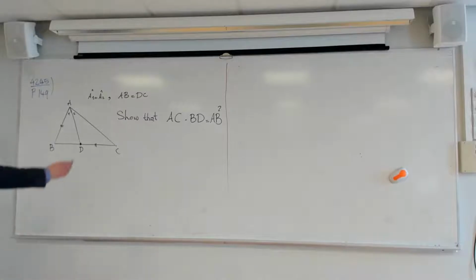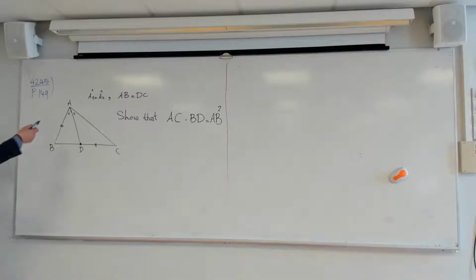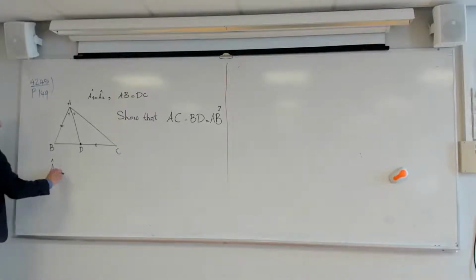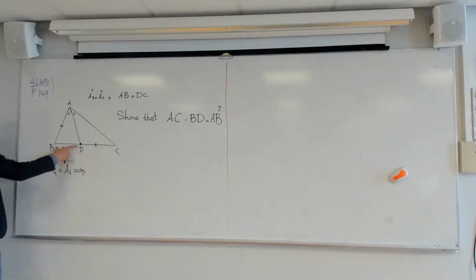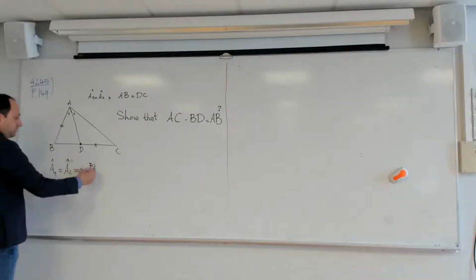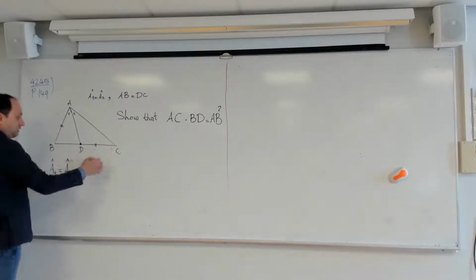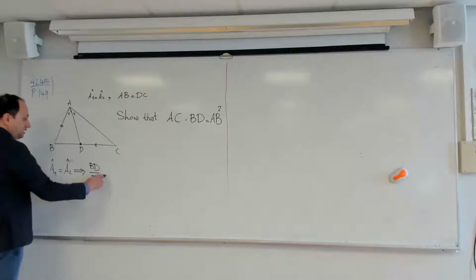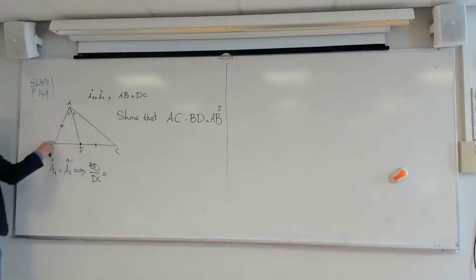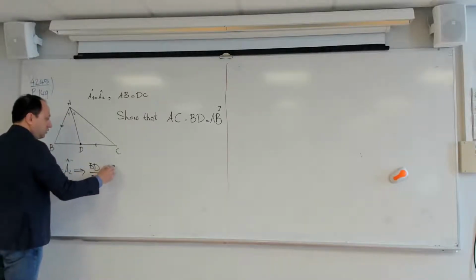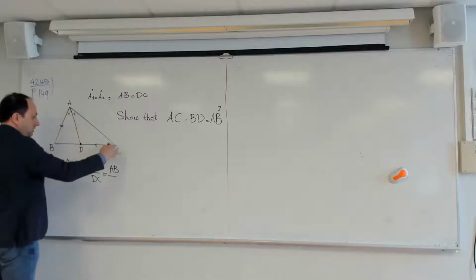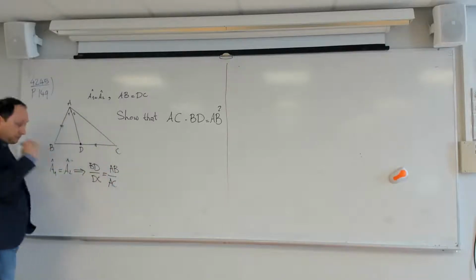So exactly, what you are saying is correct. What we do here is, I don't know why they call it level 3, but we say that A1 is equal to A2. So I can conclude that what we learned, BD over DC, is equal to what? AB over AC. Yes? Agree?